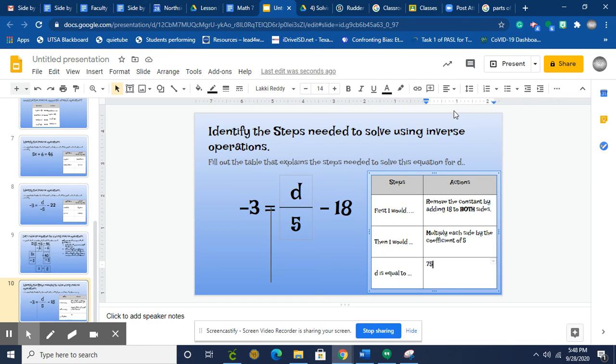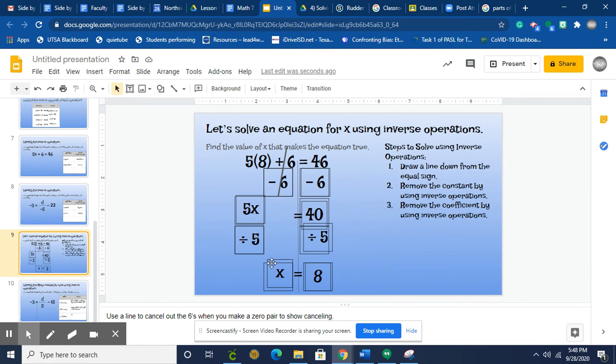All right, so what you guys are going to go do now is look at a practice very similar to what we did here with the drag and drop. And you guys are going to drop the steps that you think you have to do using inverse operations.